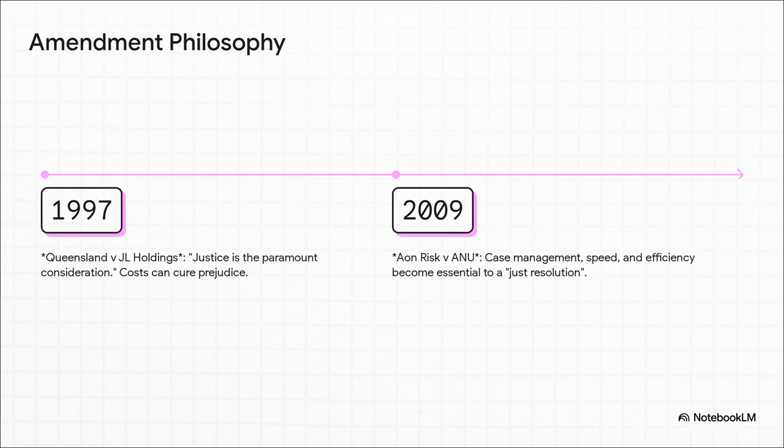Aon Risk versus ANU comes down from the High Court and changes everything. The High Court said a just resolution isn't just about the two people in the courtroom, it's also about the efficient use of the court's resources and the interest of all the other litigants waiting in line for their day in court.